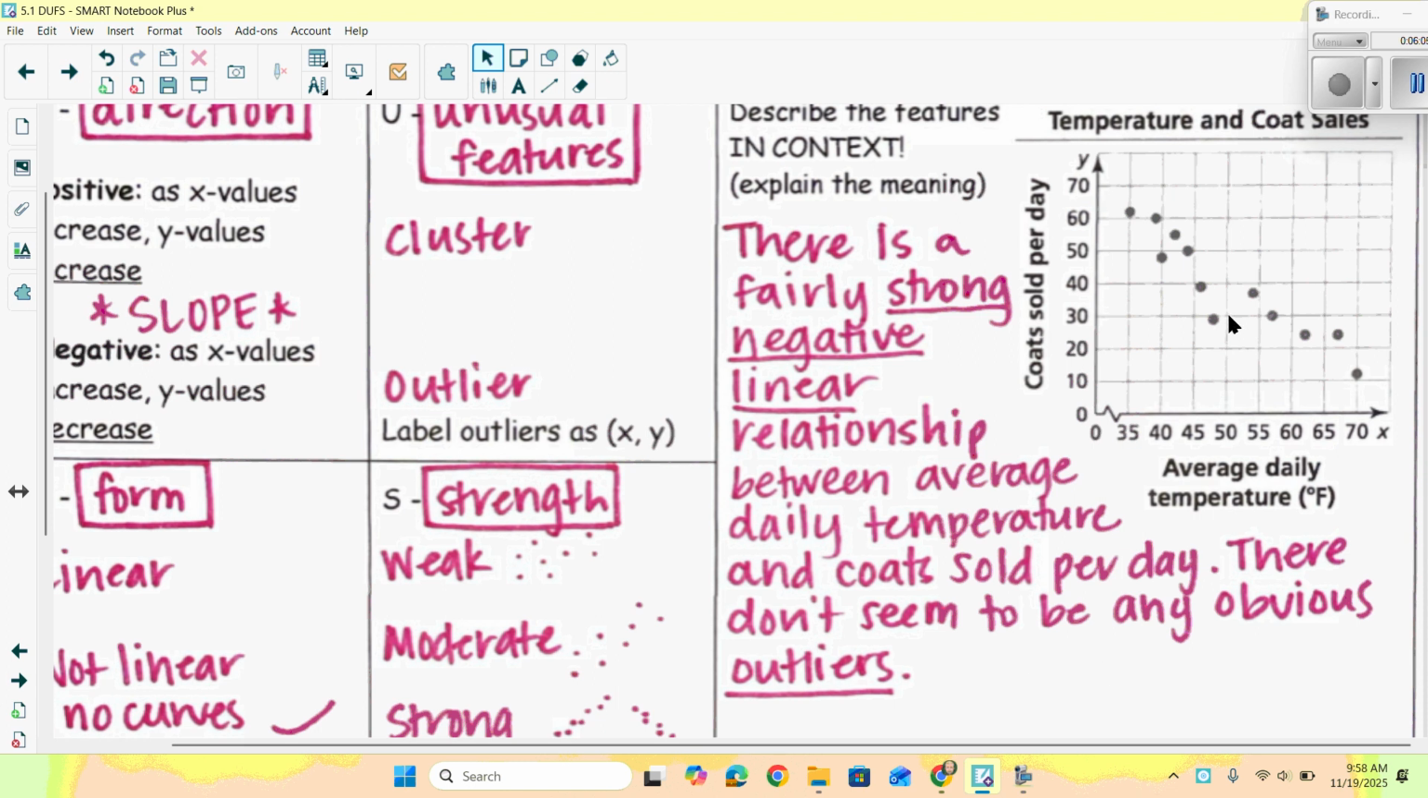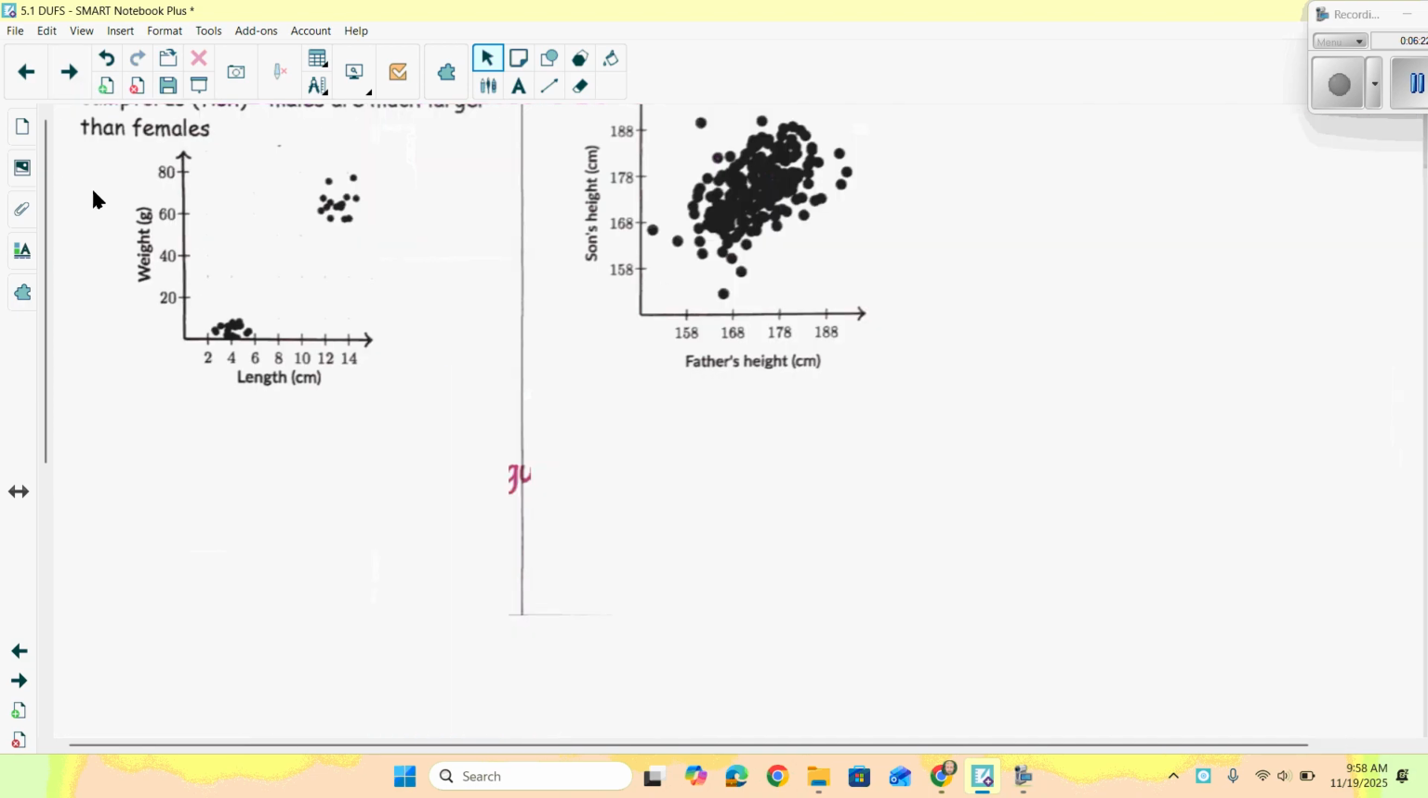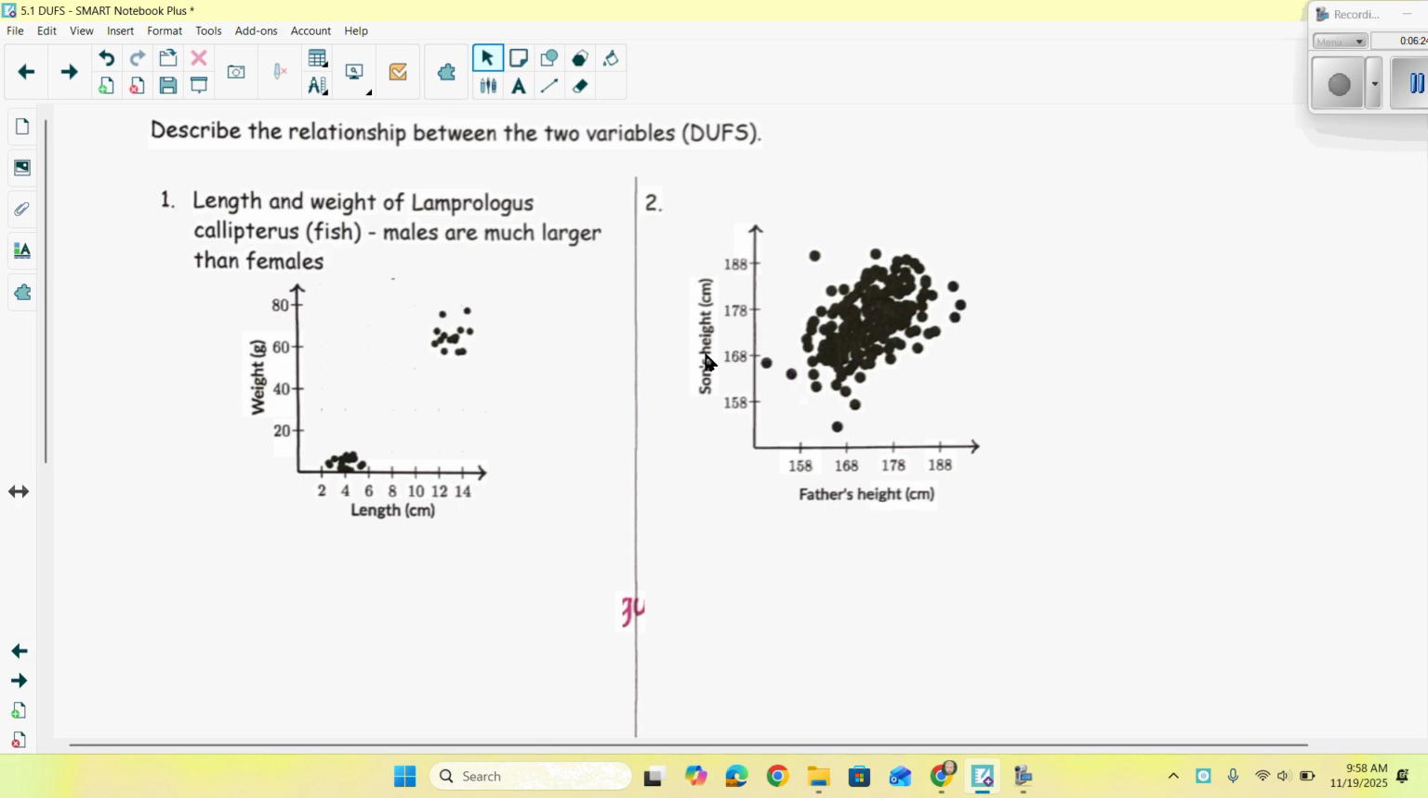Okay, and it doesn't look like there's any outliers. Nothing unusual is what that means. But we covered the form, which is linear. We covered the direction, which is negative. And then the strength, which we said was strong or fairly strong. All right, so we're going to go through these, and then you'll be ready for your CYUs.